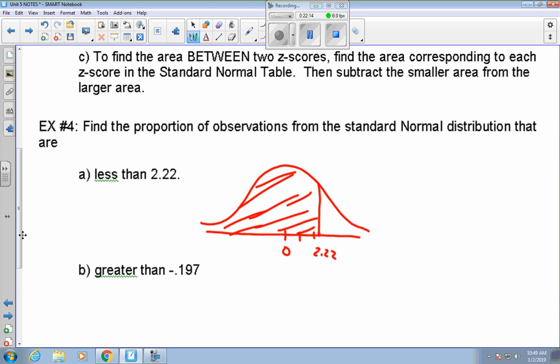So 2.22 gives me a cumulative area of point what? 0.9868. Okay, so we're at 0.9868. Would that be an unusual value? Yes, it would be. Why?